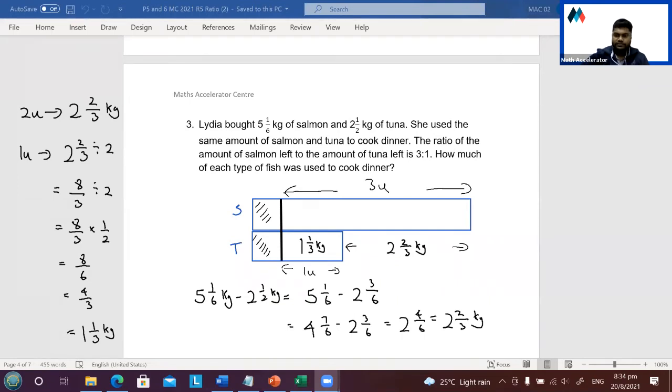Okay, so we're not done with the question yet. The question's asking how much of each type of fish was used to cook dinner. And the amount of each type of fish, salmon and tuna, used to cook for dinner is the same, according to the model. So by finding this, I'll essentially find the answer, correct? So all you have to do is take the amount of the tuna minus what is left, and you'll find out what is used. Okay, it's that simple.